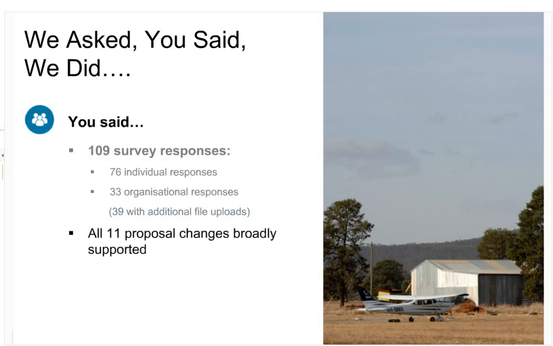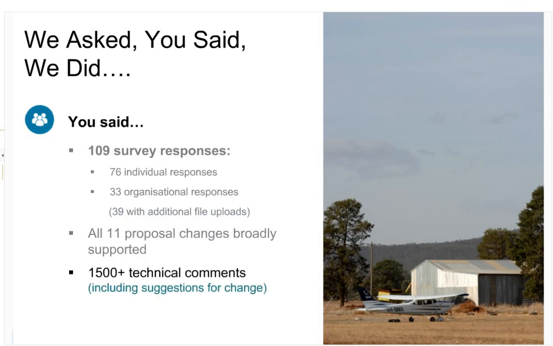What we can announce today is that all 11 proposals in the NPRM have broad industry support across the industry, which is great, and we had your response through your feedback. What we were also encouraged with was we had 1,500 plus detailed technical comments, which also included suggestions for change. Most of those were against manual of standards, but the volume of feedback is important so that we have good confidence that industry has had their say, and we've also got good suggestions we know industry can accept going forward.